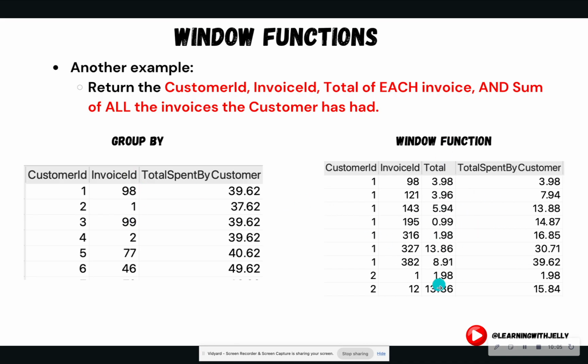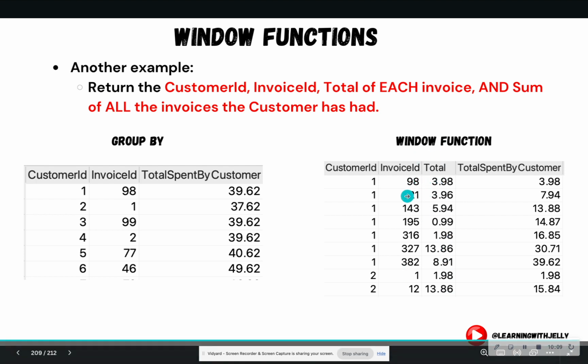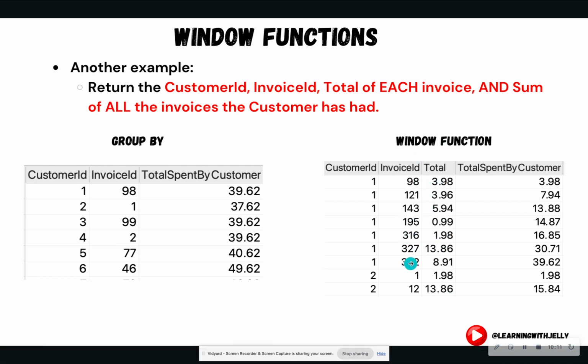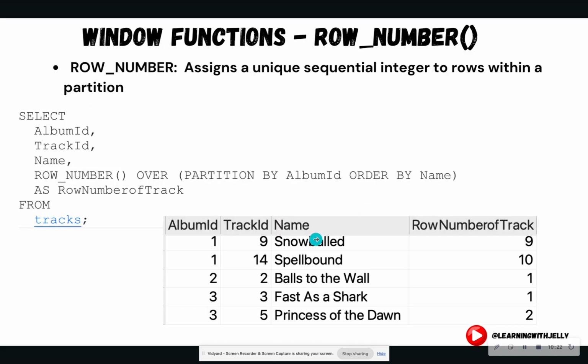Group by is missing a whole column because you can't keep track of the individual total amounts for every individual invoice, and it's only giving you that last result that you see for every customer, but it's not giving you that fine level detail.